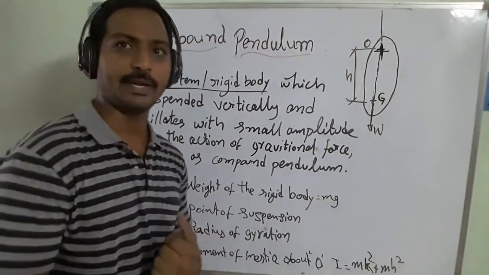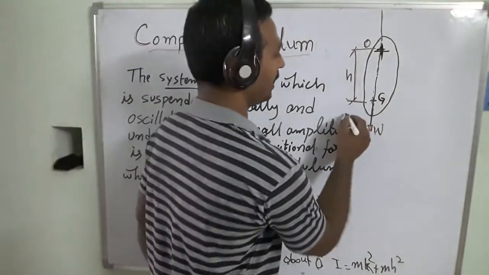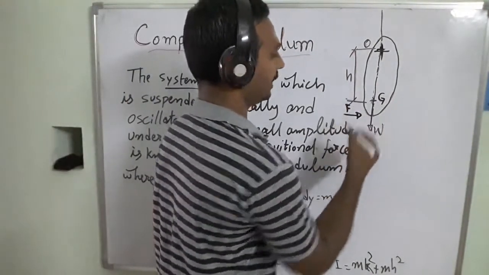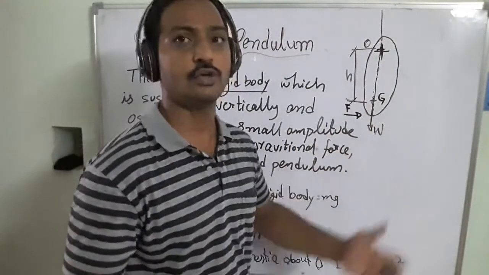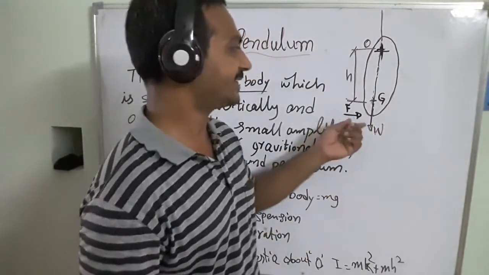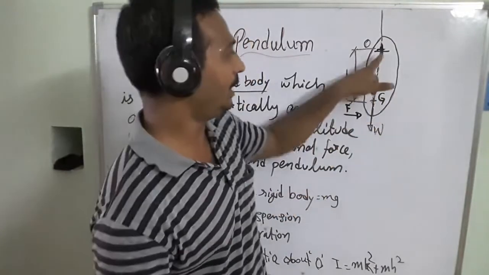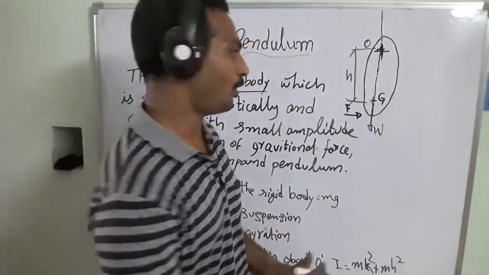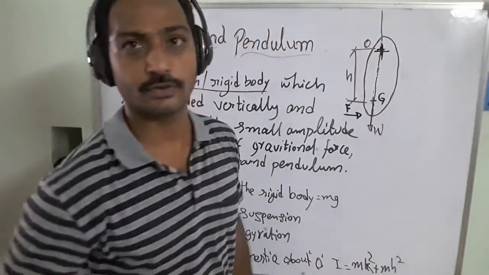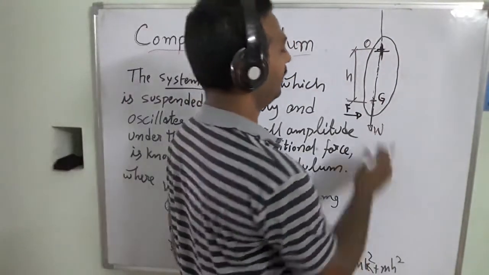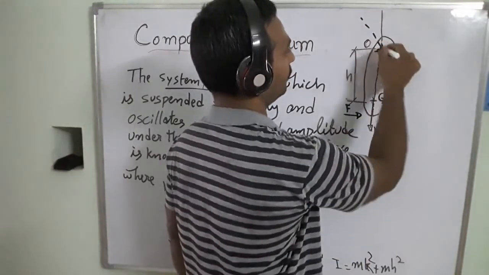So what will happen in this case? I am going to apply a force in this direction. That means I have given an external excitation, or external force, to this system. As we know, when we give an external excitation to the system and it moves to this point, the body tries to move along a circular path. Due to this force, it will reach a new position.